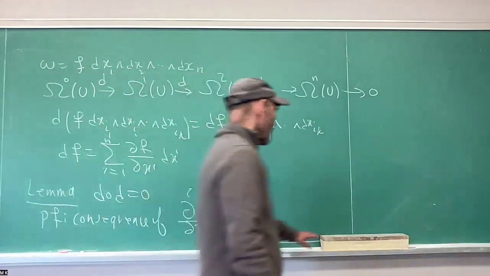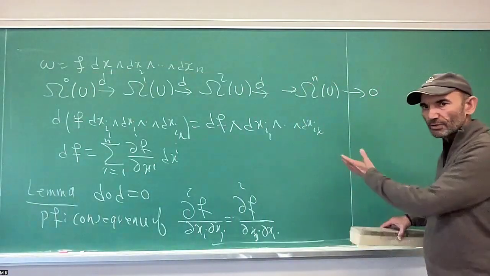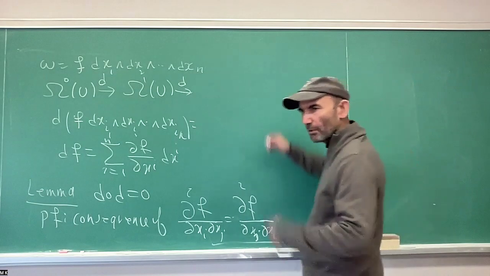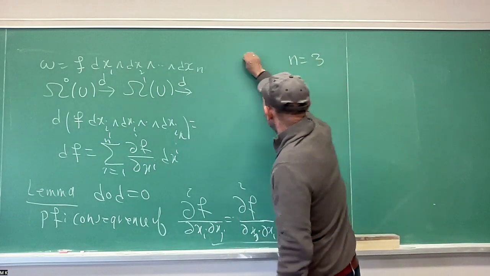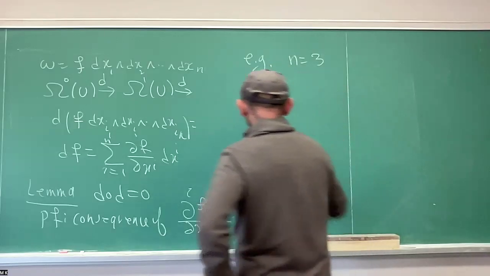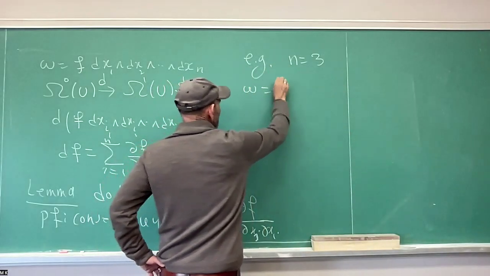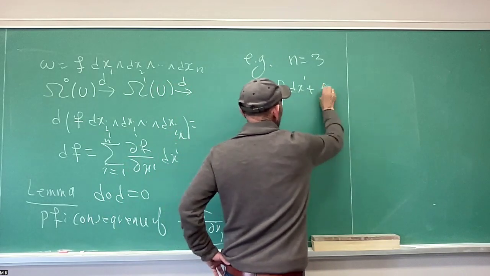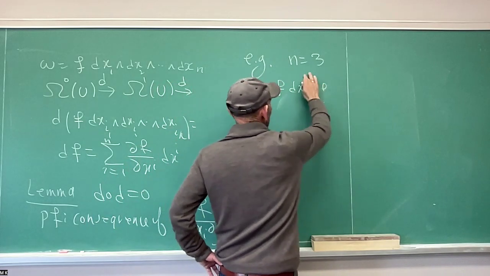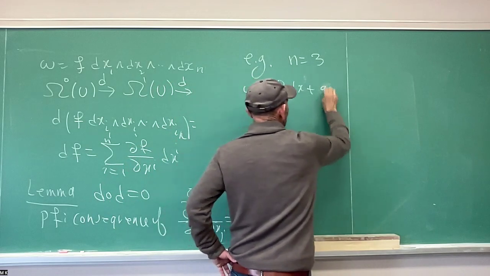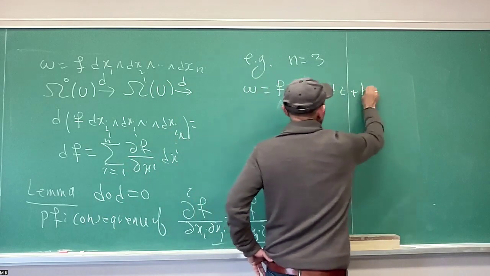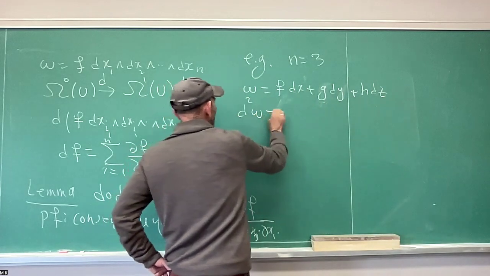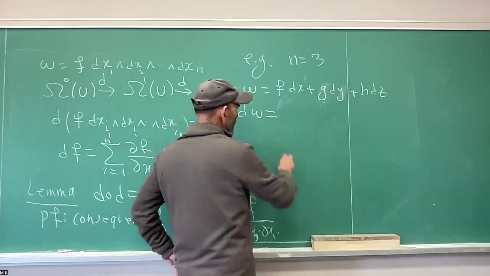So let's look at an example, so that maybe this looks natural to you. Let me take n equal to 3 maybe. Let's take a one form omega equal to f dx plus g dy plus h dz. I just want to use more pedantic notation. Let's compute d omega. So what is d squared of omega, for example? That's equal to d of d omega, right?